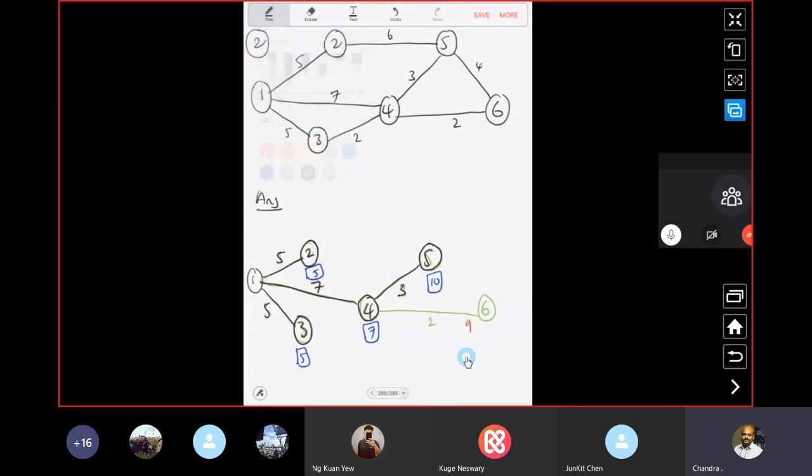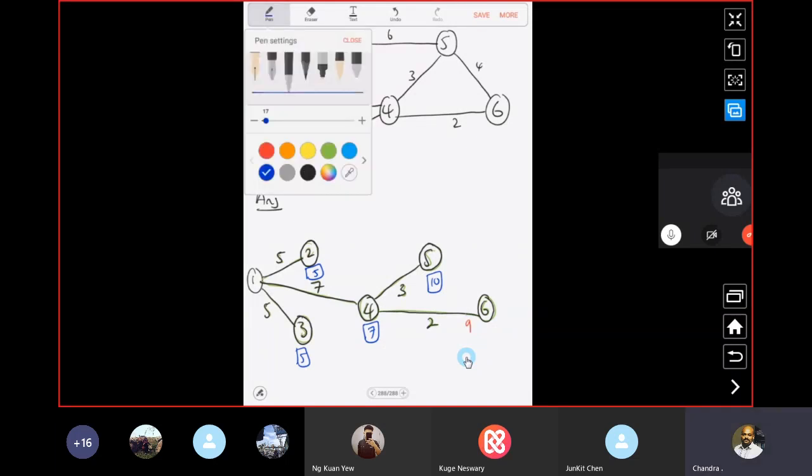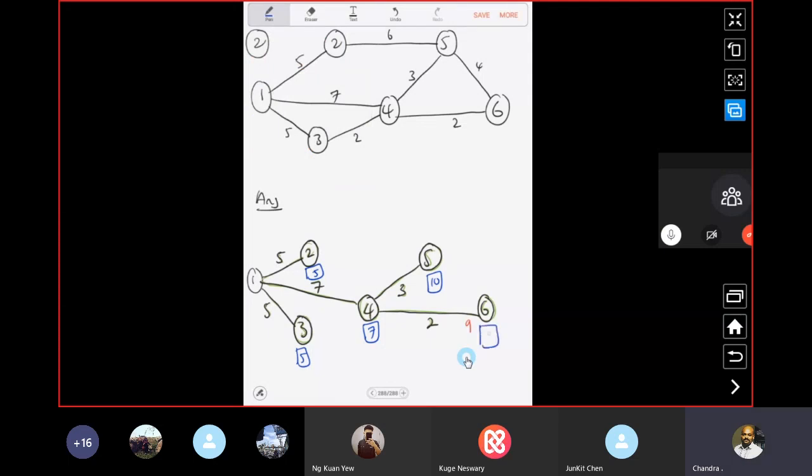Join 6 with this, and this would be 9, and this is your answer. This is your answer for question 2. We will go to question 3.